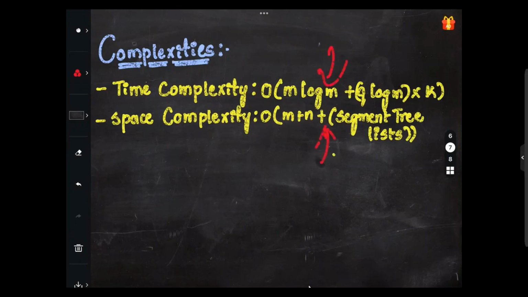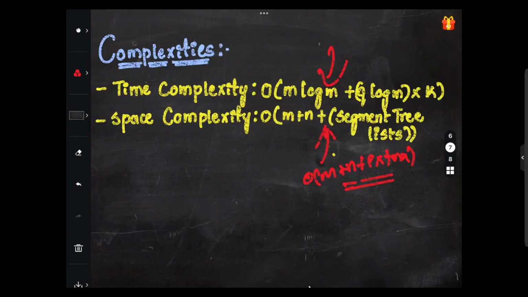So what would be the space complexity here? Space complexity would be O(m + n + segment tree lists). For the segment tree lists, we can just consider an extra variable, so we can write it as O(m + n + extra). So let's consider the segment tree of lists. This is bounded by roughly O(m log m), the worst case storage of all the node lists that we are considering. So this is fine, I believe.